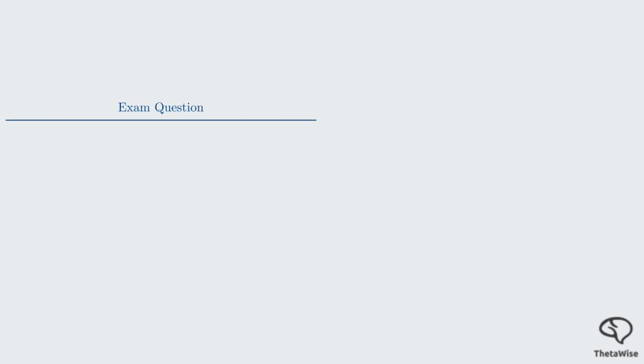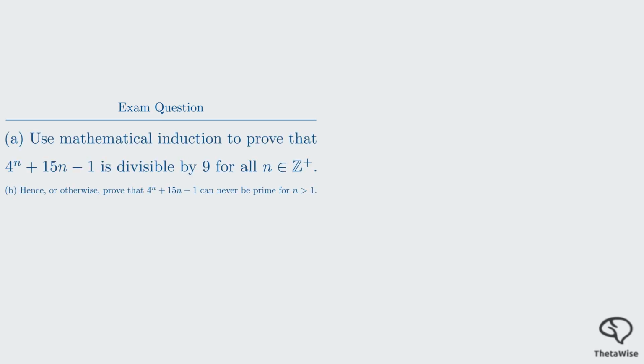Let's tackle an authentic IB-style question that combines these concepts. The question has two parts. Part A, use mathematical induction to prove that 4 to the n plus 15n minus 1 is divisible by 9 for all positive integers n. Part B, hence, or otherwise prove that 4 to the n plus 15n minus 1 can never be prime for n greater than 1. For Part A, we follow our structured steps.